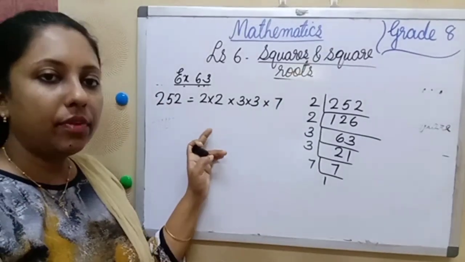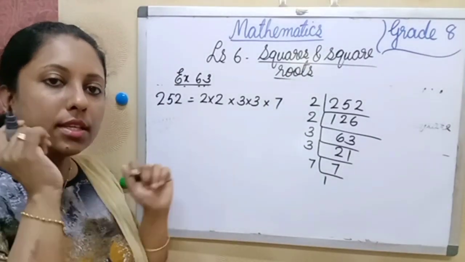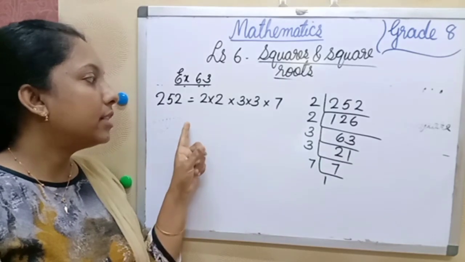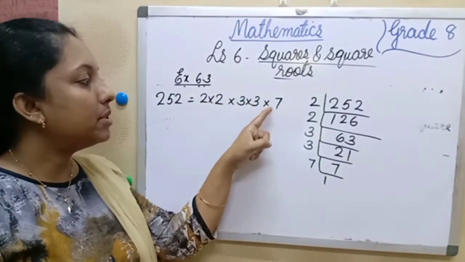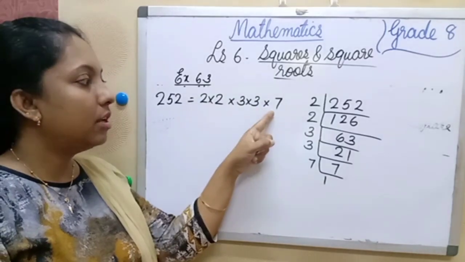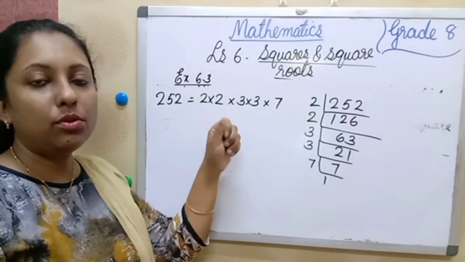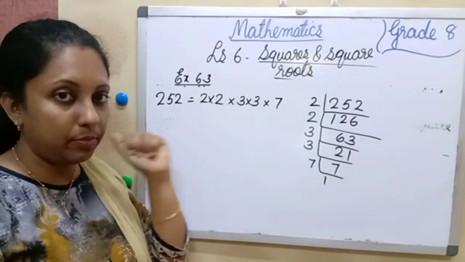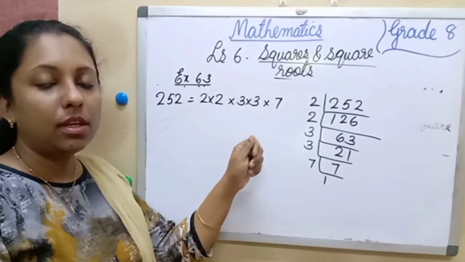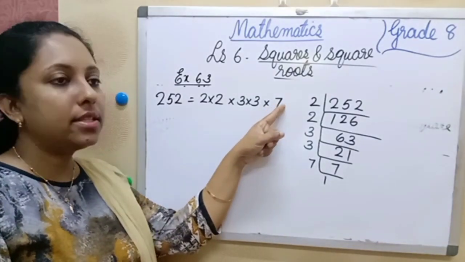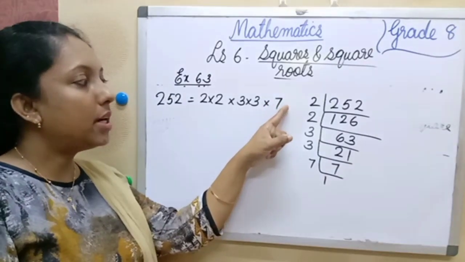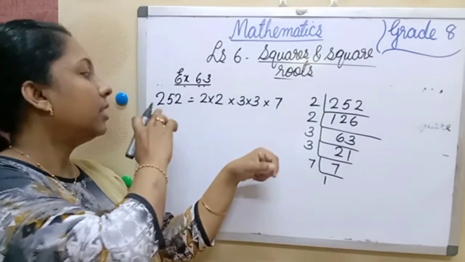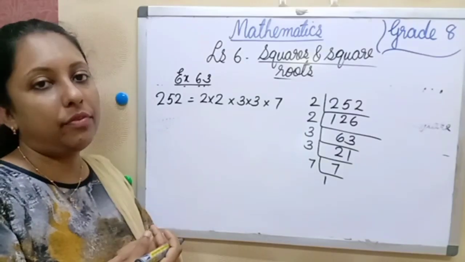So this is not a perfect square. Why? If it is a perfect square, all factors are in pairs. See here, except 7, the rest are all in pairs. So which number should we multiply? If we multiply by 7, then that new number will become a perfect square.